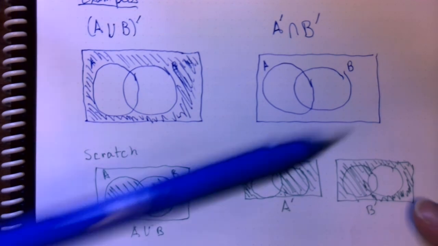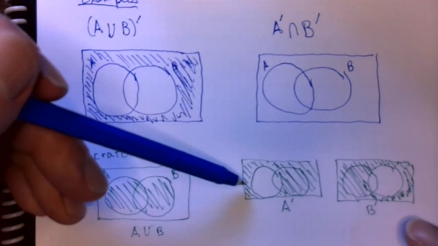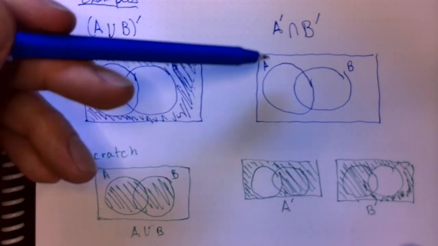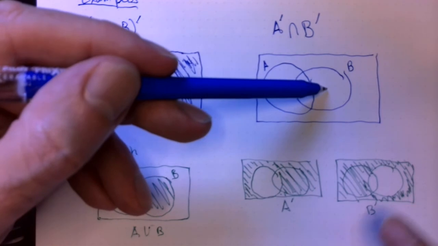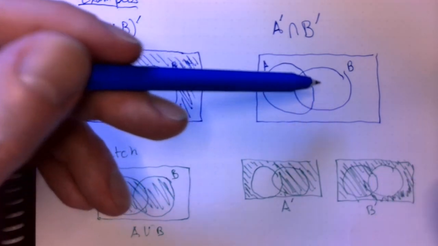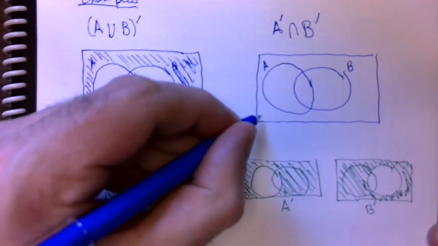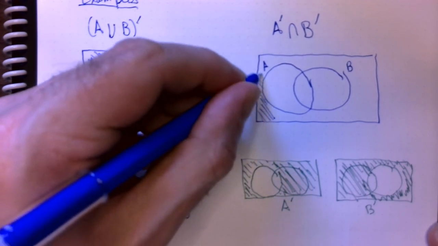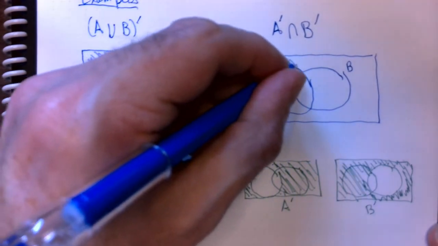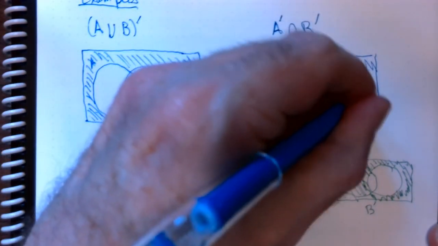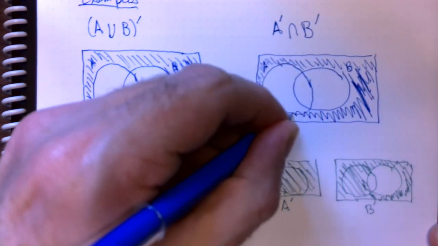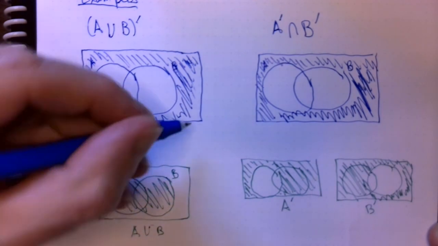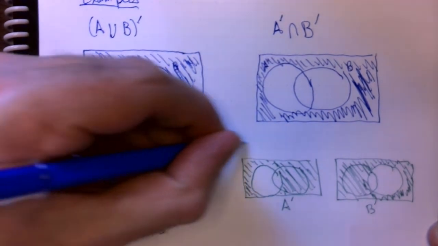Now, I want the overlap of these two. In other words, the stuff that is shaded in both. So in other words, this won't be shaded because it's not shaded here. This won't be shaded because it's not shaded here. The only stuff that's shaded in both diagrams is the outside of the circles. So there's my Venn diagram for A complement intersect B complement.